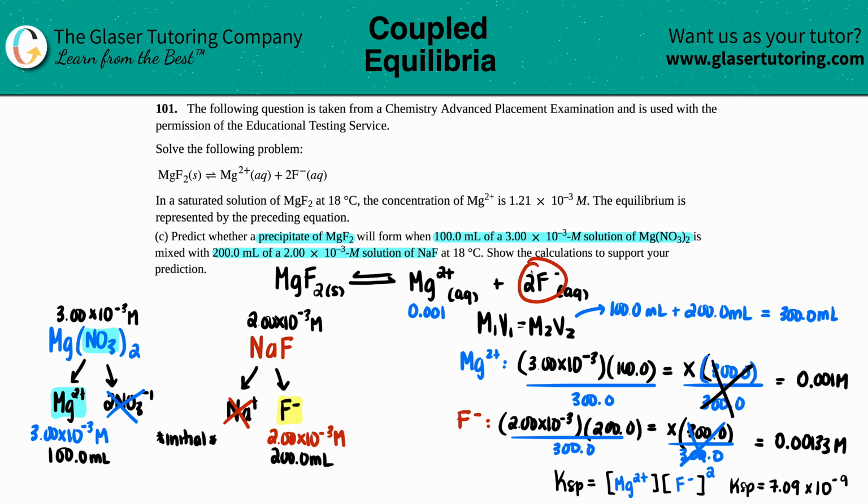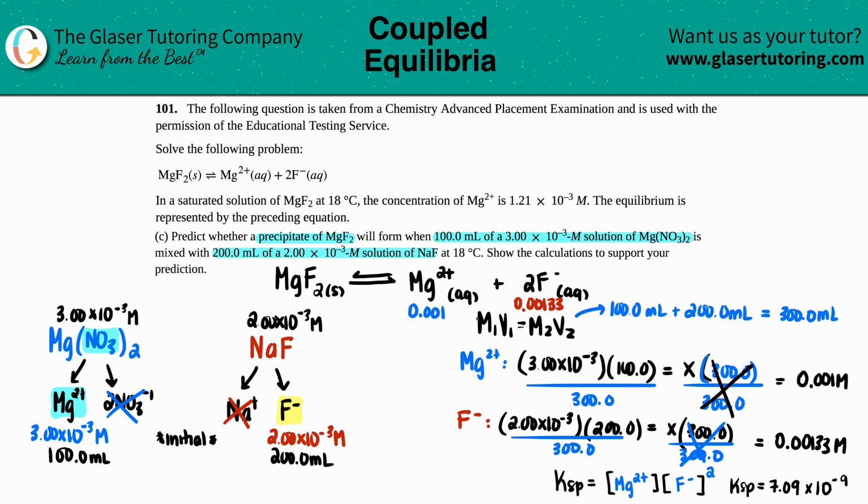Now don't fall into the trap that since there's 2 of them, I have to take this number and times it by 2. Balanced equation ratios have nothing to do with how much you actually have. Since this is how much you actually have, I can't just take that and times it by 2. So 0.00133. Now pause the video if you need to.